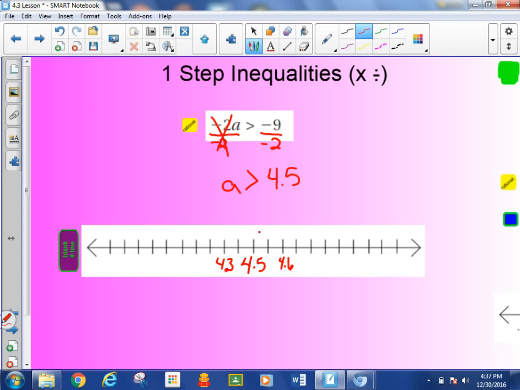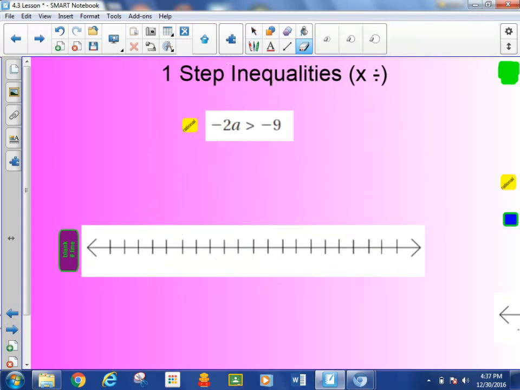Open circle because it does not equal 4.5. And a is bigger. Bigger numbers would fall to the right. Okay, still working those same concepts. I just wanted you to understand that you're not always going to get whole numbers. Sometimes you do get fractions or decimals.